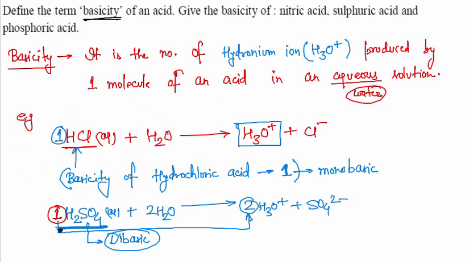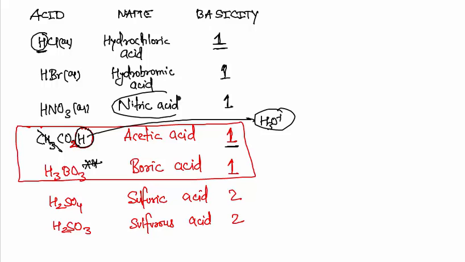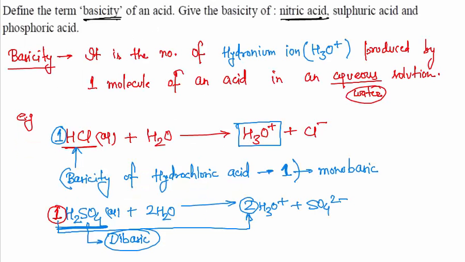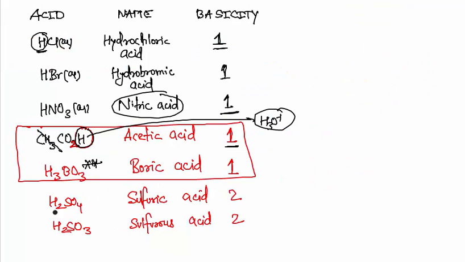Okay, now come to the second part of this question. Give the basicity of nitric acid. Okay, so already we did that. Nitric acid, the basicity is 1. Okay, perfect. What about sulfuric acid? We did it. Okay, here it is sulfuric acid. So sulfuric acid, what is the basicity?